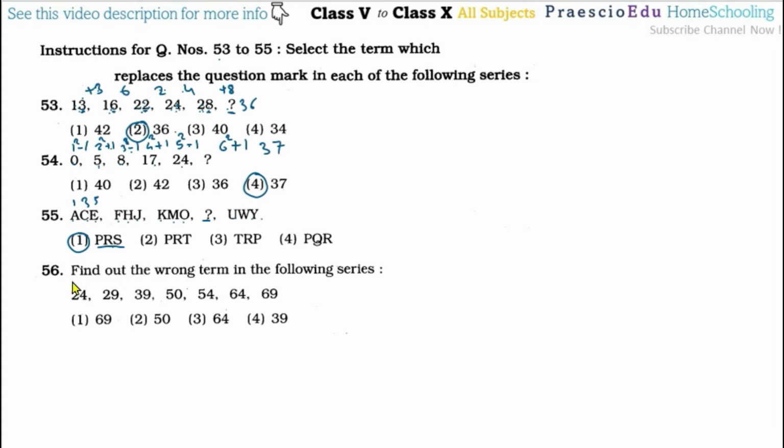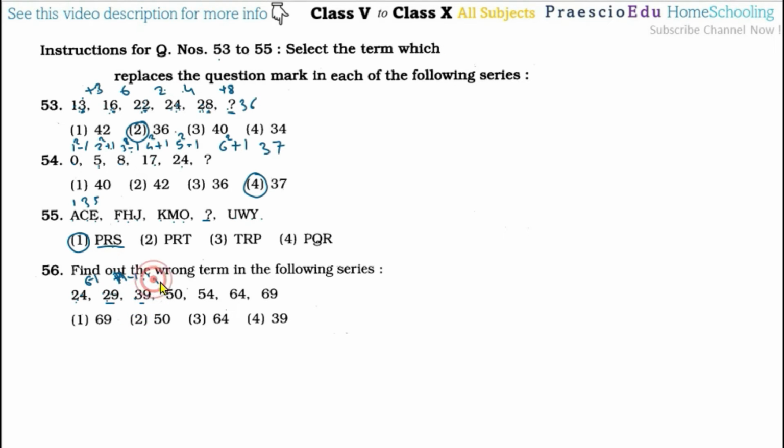Then question number 56. Find out the wrong term in the following series. So here 24. From 24, 2 and 4 have the addition 6, and 6 minus 1 is 5. If you add that 5 to 24, we are getting 29. Same, 9 minus 2 is 7, and 9 plus 2 is 11, and 11 minus 1 means 10. If you add the 10 to 29, we are getting 39. So 3 plus 9, that is 12.